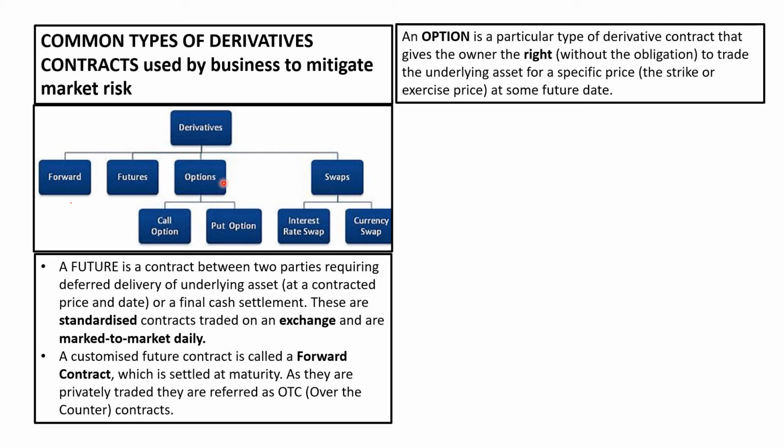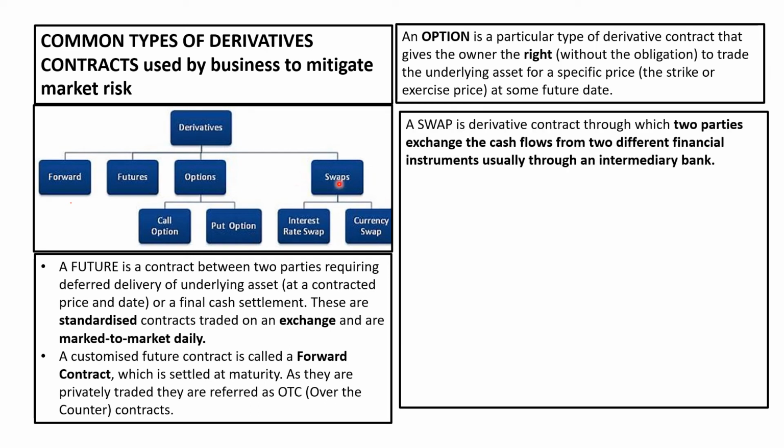Options. An option is a particular type of derivative contract that gives the owner the right, without the obligation, to trade the underlying asset for a specific price, which we call the strike or the exercise price, at some future date.